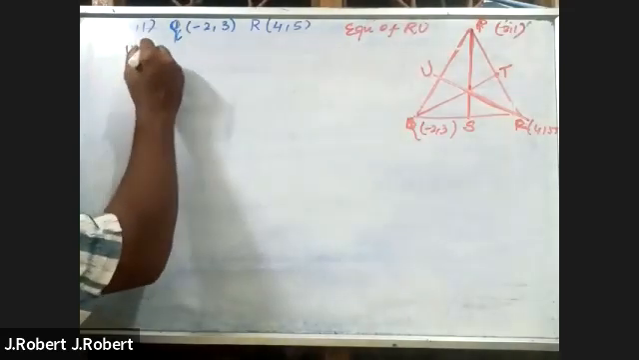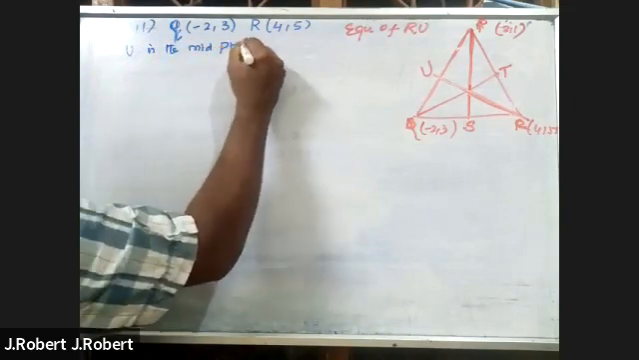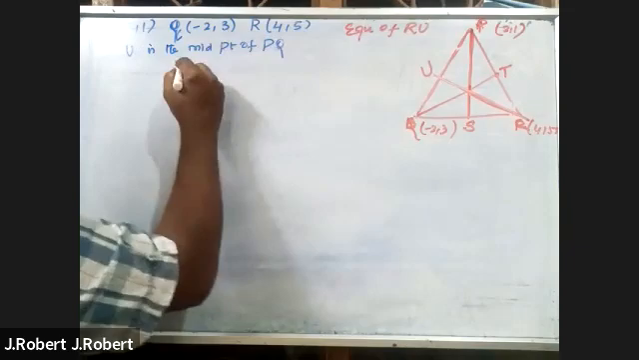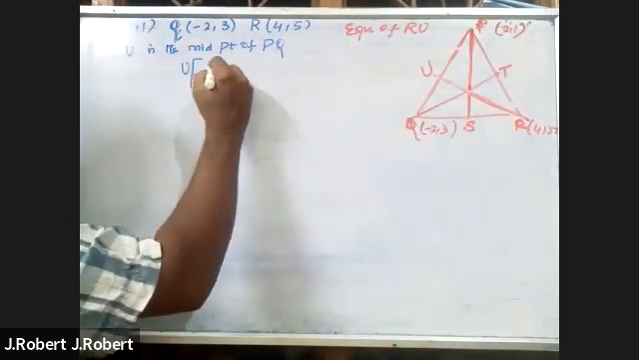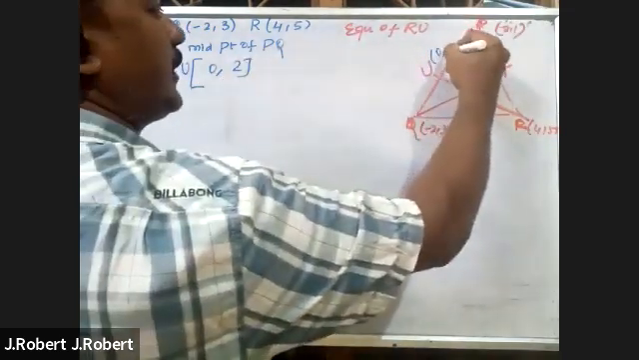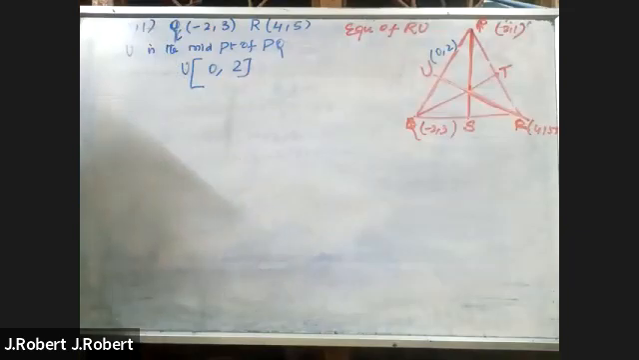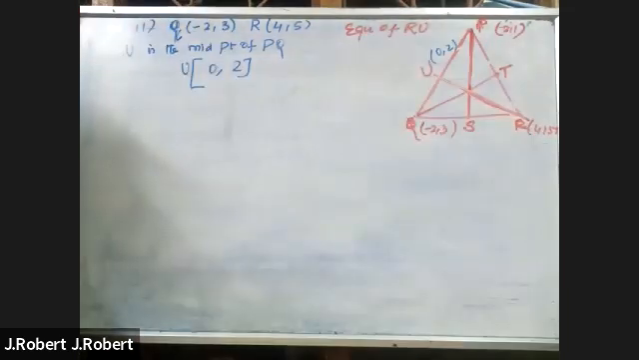Now we have to find U. U is the midpoint of PQ. So the U point will be: 2 minus 2, which is equal to 0, and 1 plus 3, 4, divided by 2. Therefore your U point is 0 comma 2. Now we know the R point and the U point, using the 2-point formula.